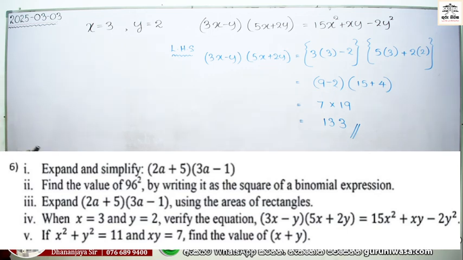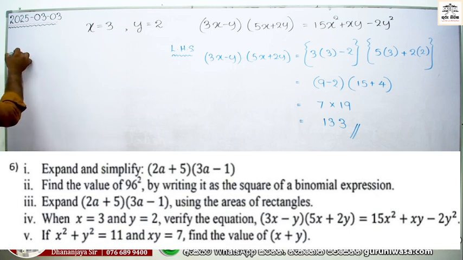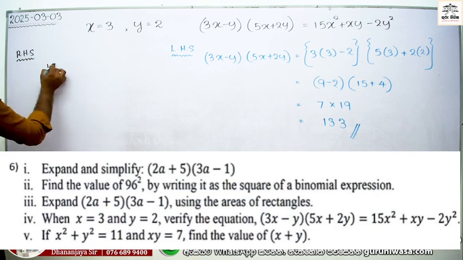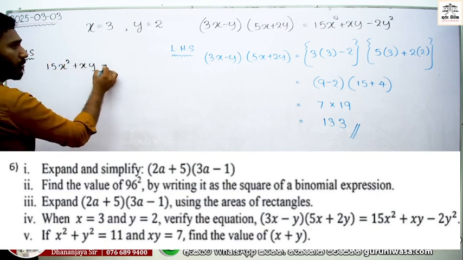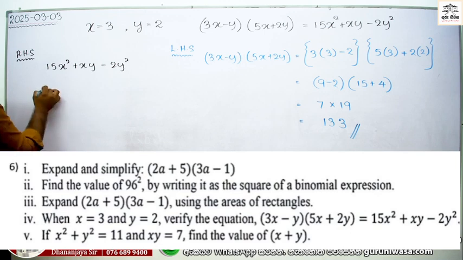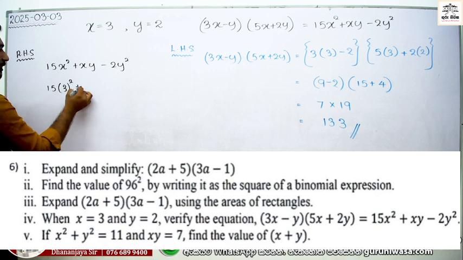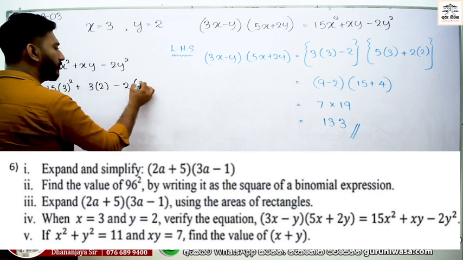Now I am going to find the right hand side, the RHS. RHS is 15x squared plus xy minus 2y squared. Now listen. 15, x becomes 3, 3 to the power of 2, plus x times y which is 3 times 2, minus 2, 2 to the power of 2.